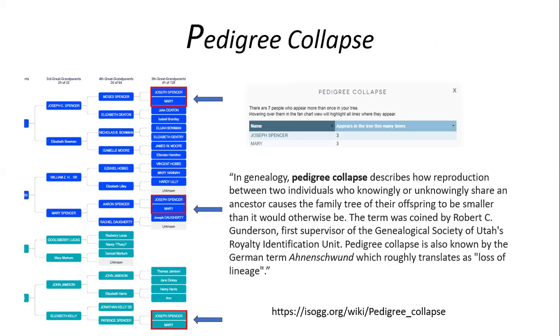Pedigree collapse is where you've got lines that go back to the same couple or ancestor. On this one, you can see, I've told people for years I'm related to Joseph and Mary. And the truth is, I'm related to them in 3 ways. I've got 3 lines that go back up to Joseph and Mary. Now, this is the Spencers that came from Lee County, Virginia, but it's the same pedigree collapse.